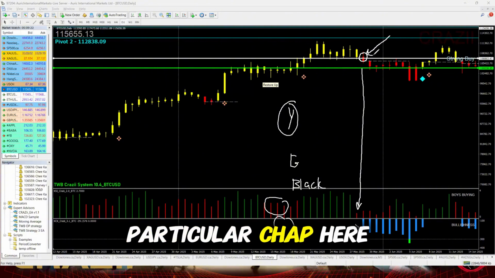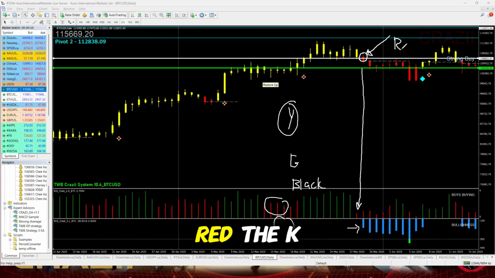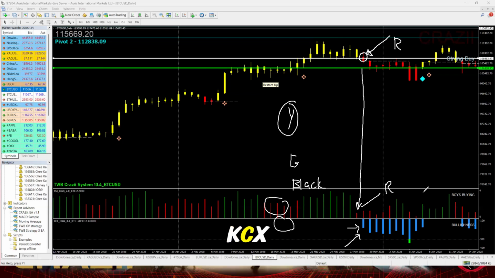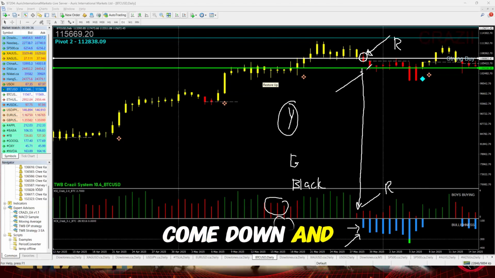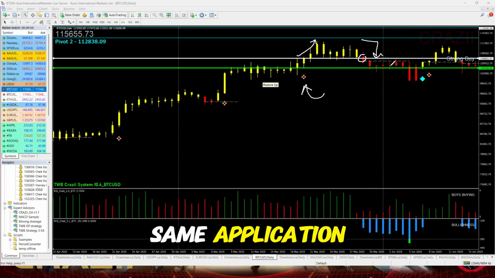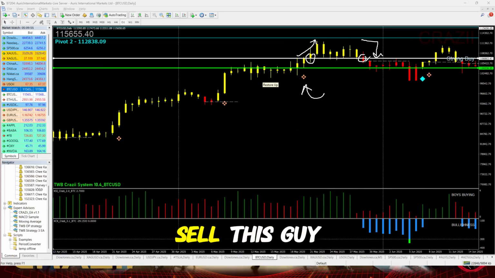But for this particular bar here, the bar turned red, the KSI turns red, that's already two conditions, and after that the KCX turns blue. So that's it. The KSI turns red, KCX turns blue, the market surely comes down. And truth be told, it really came down. And of course, remember, we have the four diamond here. So this is the turning point. When the market buys up and the market comes down, it's the same application. But the difference is that this one was yellow, this one was red. So that's why you have to sell this one.